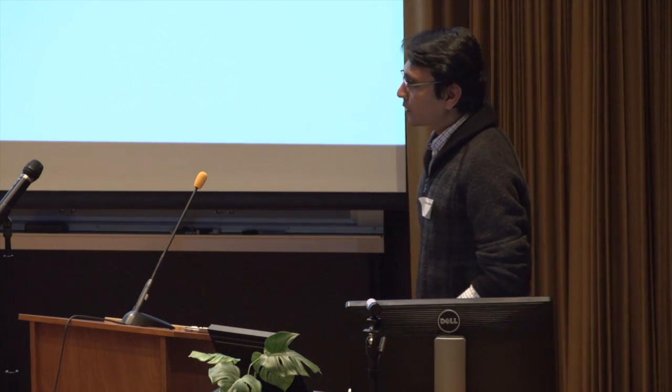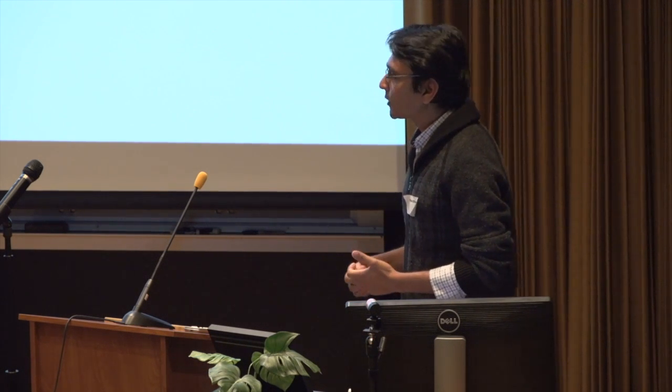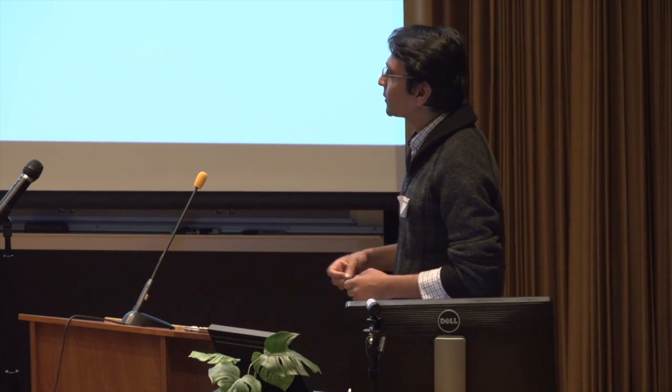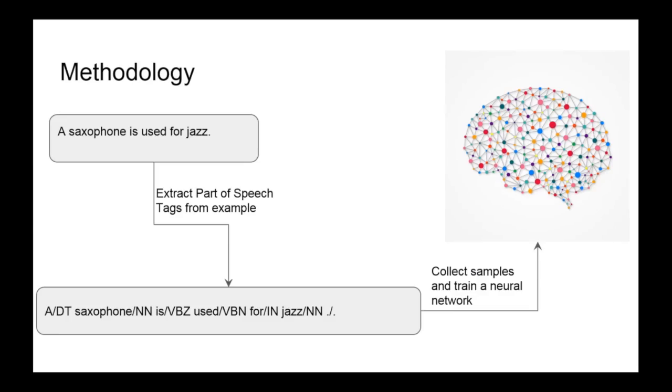So the way we are trying to achieve this is by using a database known as ConceptNet, which is a crowdsourced database with samples collected from crowdsourced projects to annotate these sample sentences. So, for example, this is a sentence from the database which says a saxophone is used for jazz, and the relationship type would be used for.